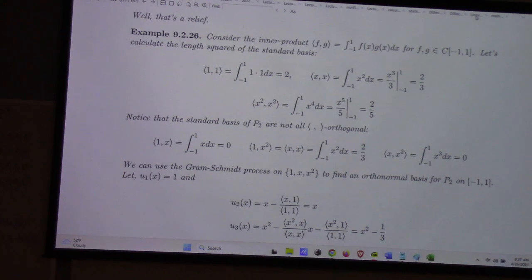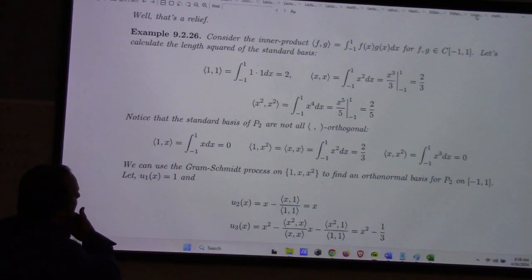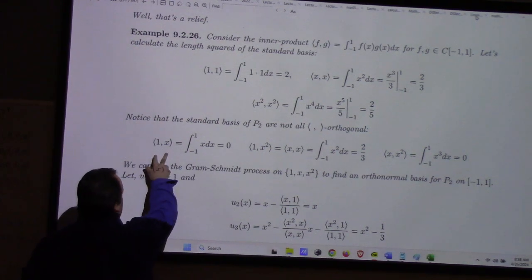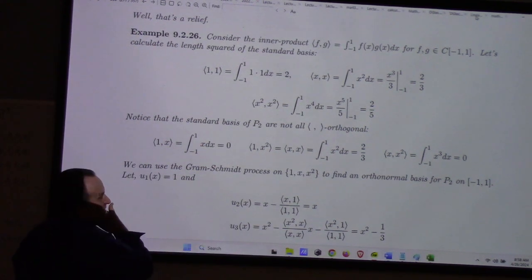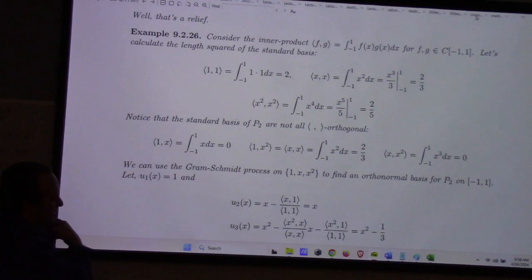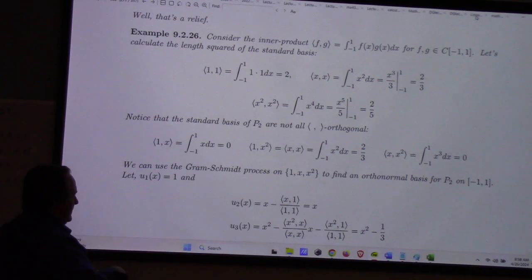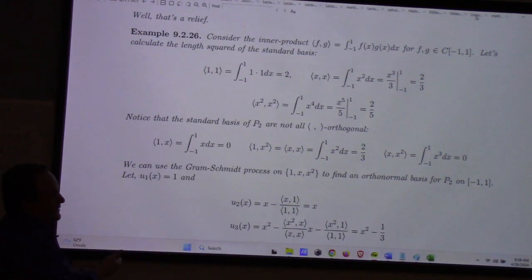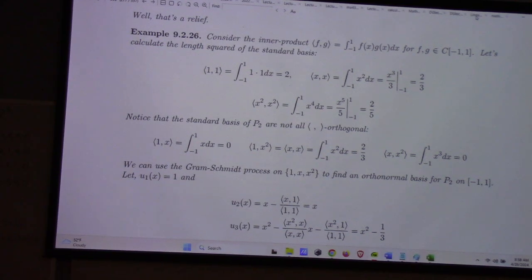So here's Gram-Schmidt with polynomials. Let's see. I've got 1, x, and x squared, and 1 is perpendicular to x with respect to this inner product, but 1 and x squared are not perpendicular. x squared and x are perpendicular. So it's kind of a mixed bag. But I think, where's my u1? Yeah, u1's that. Okay.